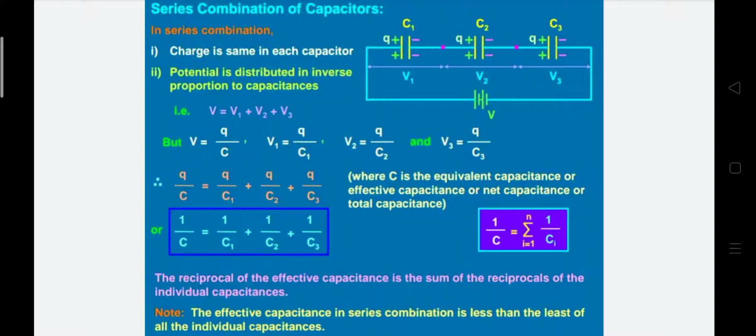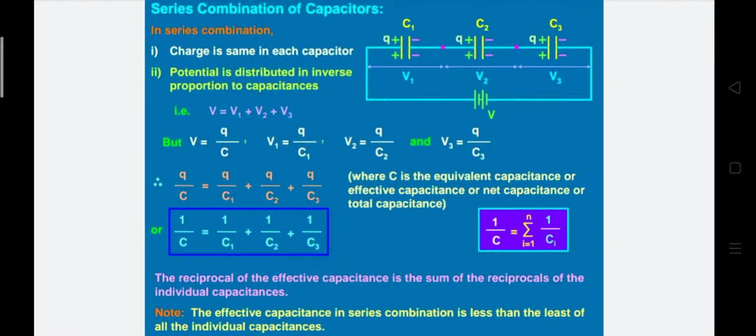That is, the effective capacitance in series combination is smaller than the least capacitance, the smallest capacitor's capacitance. Is it clear? For example, if we have two capacitors of 2 microfarad and 3 microfarad connected in series, the equivalent capacitance will be equal to 1 upon 2 plus 1 upon 3, that is 5 upon 6, so the effective capacitance is 6 upon 5, that is 1.2 microfarad.